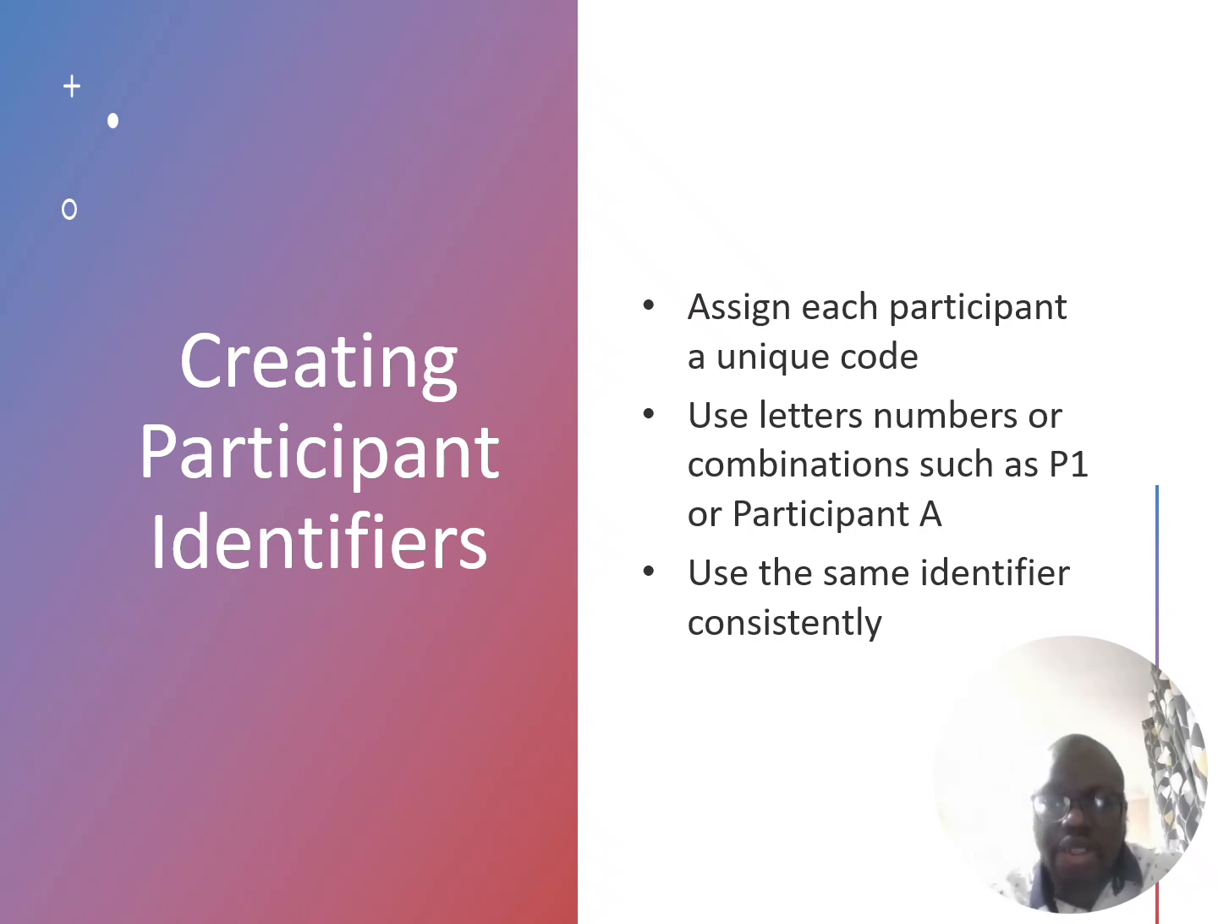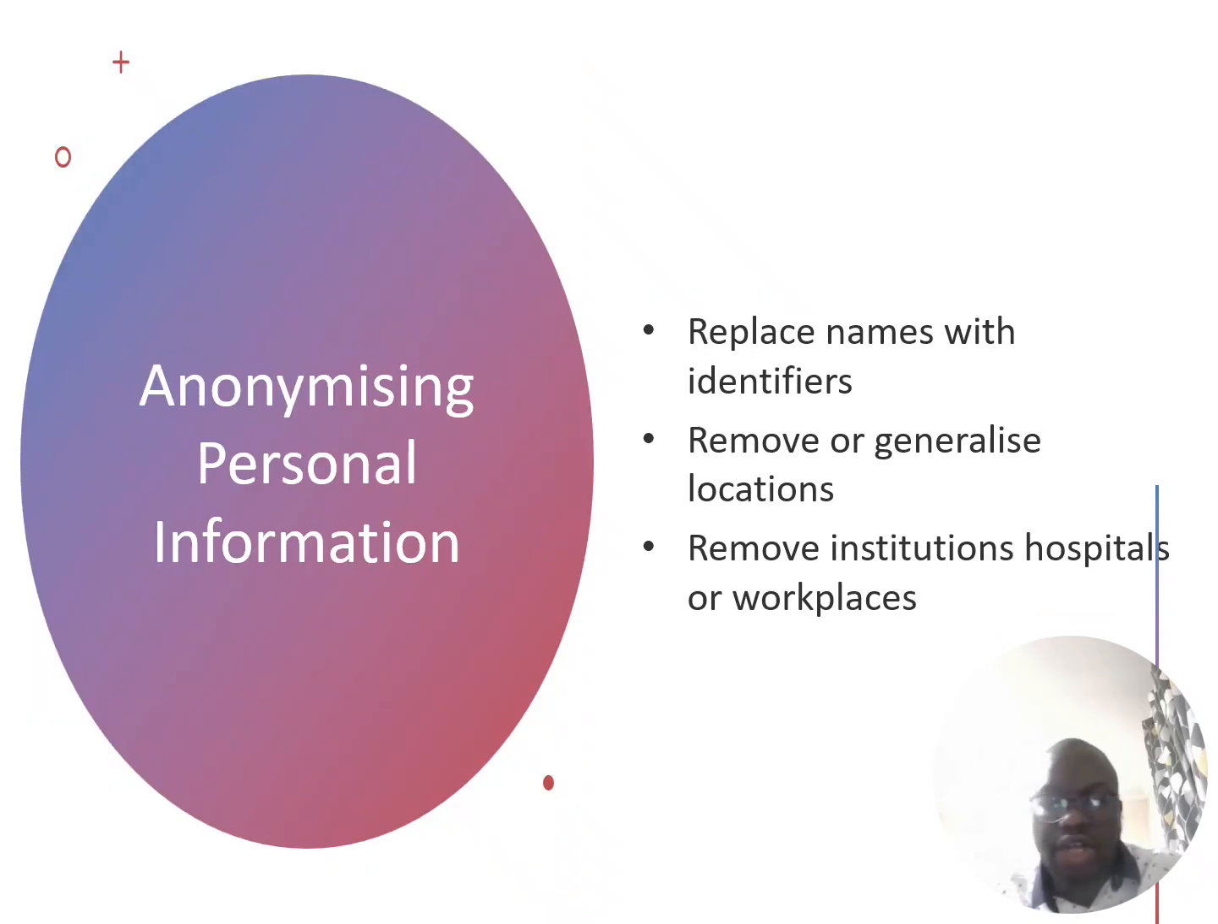Now it's not just names that you want to change. There are also other things like location, maybe the location of a hospital, that you might want to take out, so that the person's location is not identified. There are many things that constitute personally identifiable information, but the ones that are sensitive for your context, for your particular project, you want to take out.